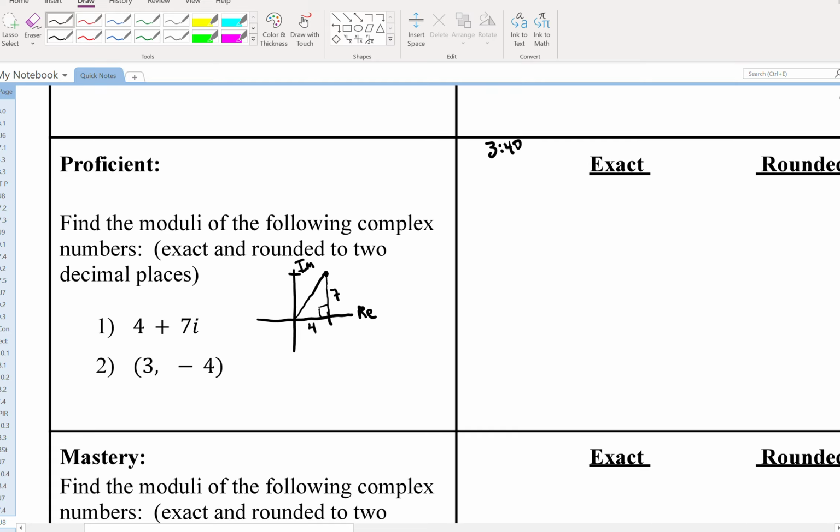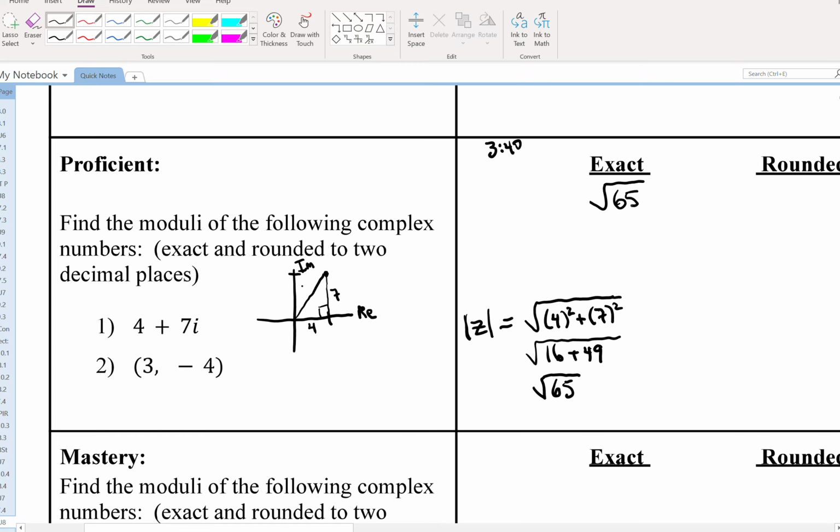And so we would write that this modulus, which we often refer to as the absolute value of z, is the same as the square root of 4 squared plus 7 squared. And 4 squared is 16, plus 7 squared, which is 49. If you take 16 and add it to 49, you'd get 65. And that's the exact value, the square root of 65.